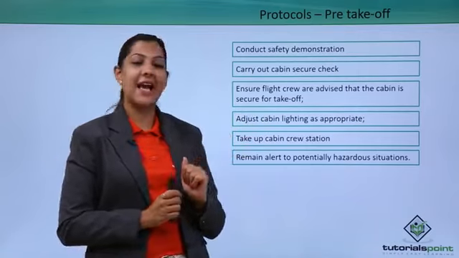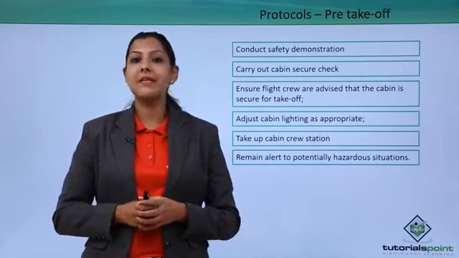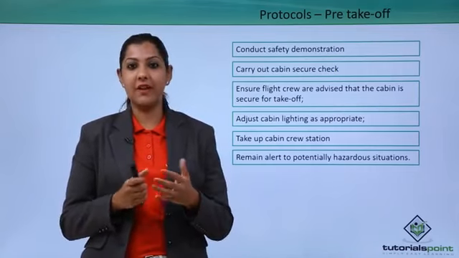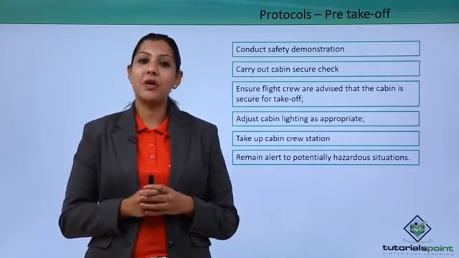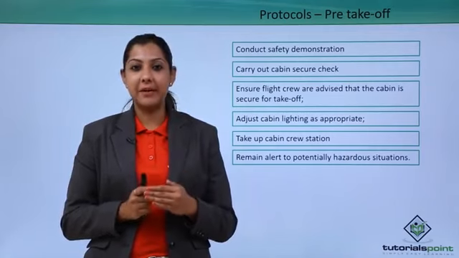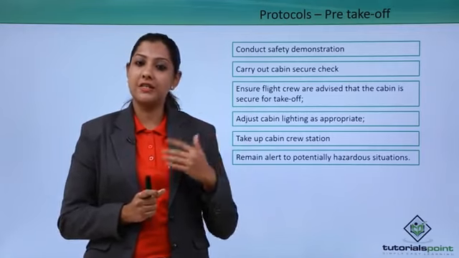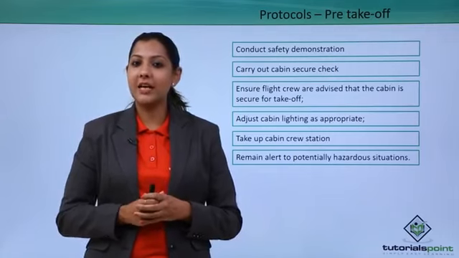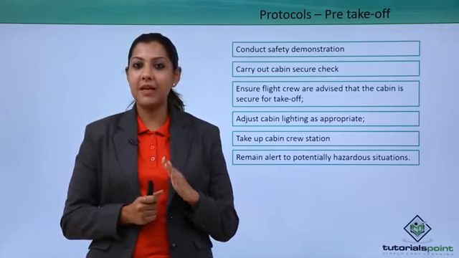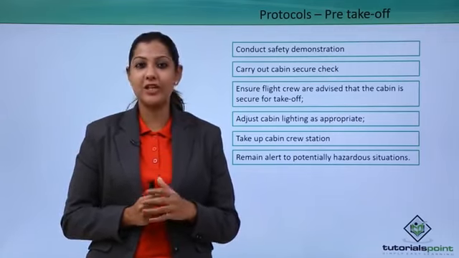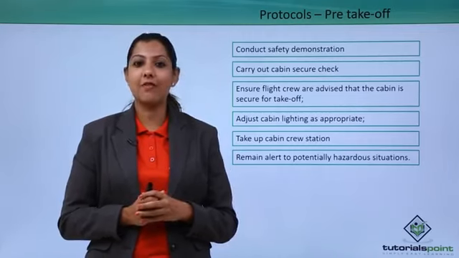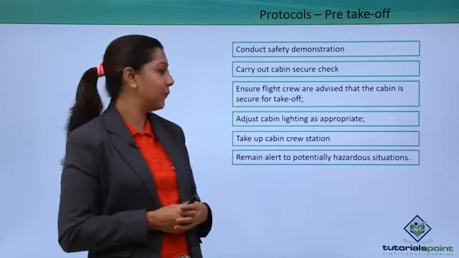Adjust the cabin lighting as appropriate. Now, whatever may be the time of the day or night when the flight is there, the cabin crew needs to make sure that the cabin lights are dimmed, according to the situation outside. So whatever time of the day, they need to make sure that the cabin lights are completely switched off or dimmed, so that the passengers can have a proper look outside the window.